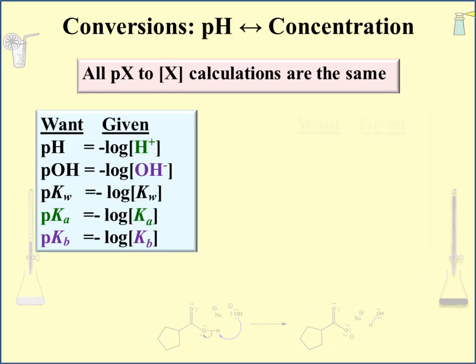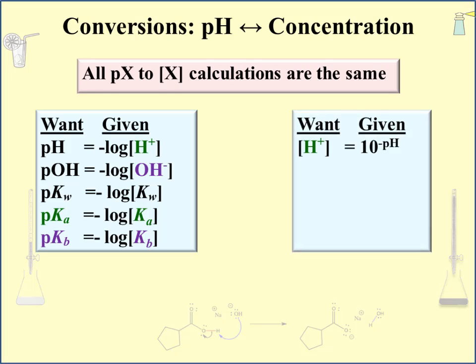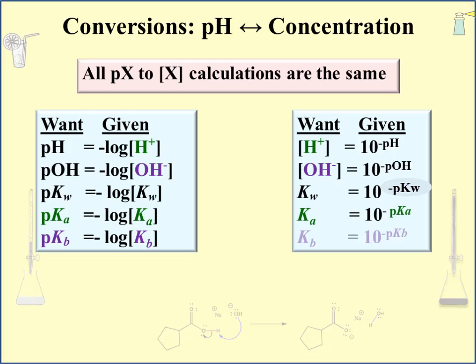The other type of conversion is getting the hydrogen ion concentration from a pH using 10 raised to the power of the negative pH, or the hydroxide ion concentration from 10 to the negative pOH, or Kw from pKw, Ka from pKa, Kb from pKb. These are really just two types of conversions, and we'll look at both types from the perspective of the calculator. Since not all calculators are the same, we will look at two different kinds of calculators that take different approaches.